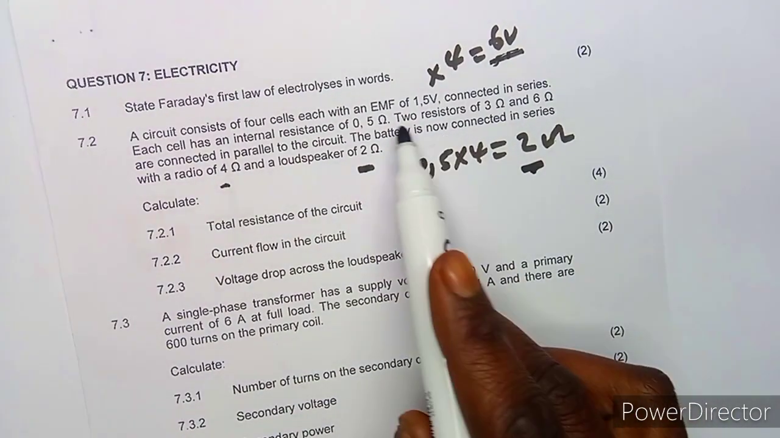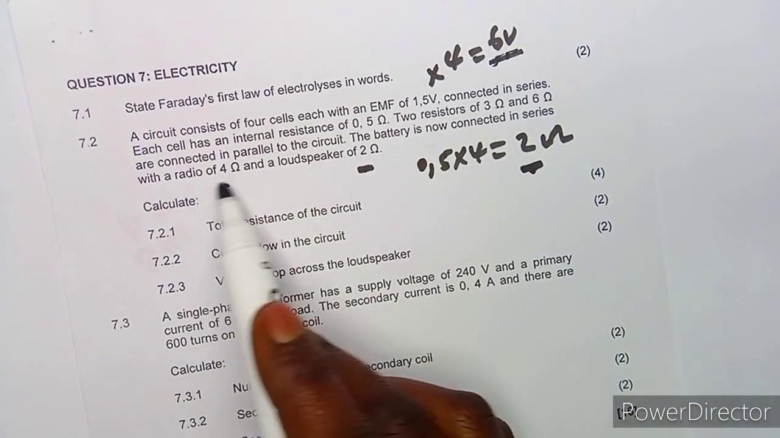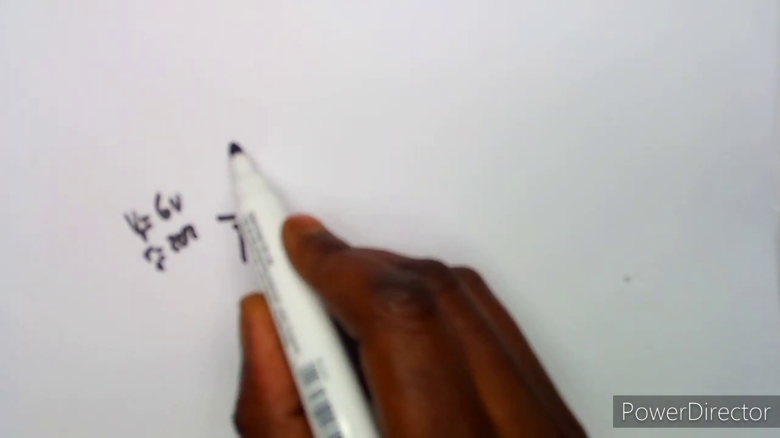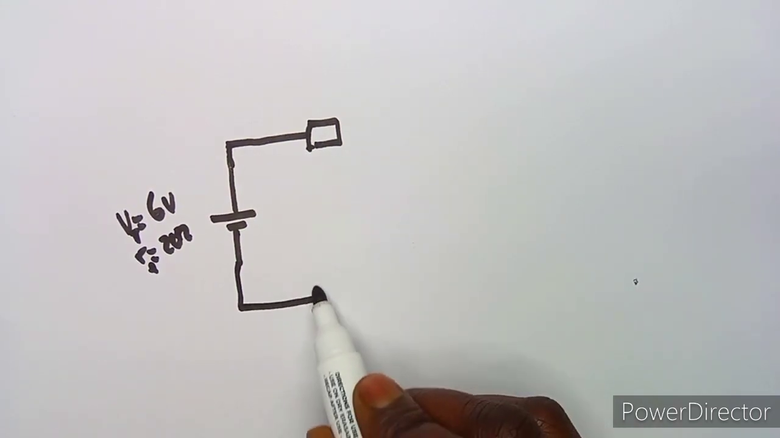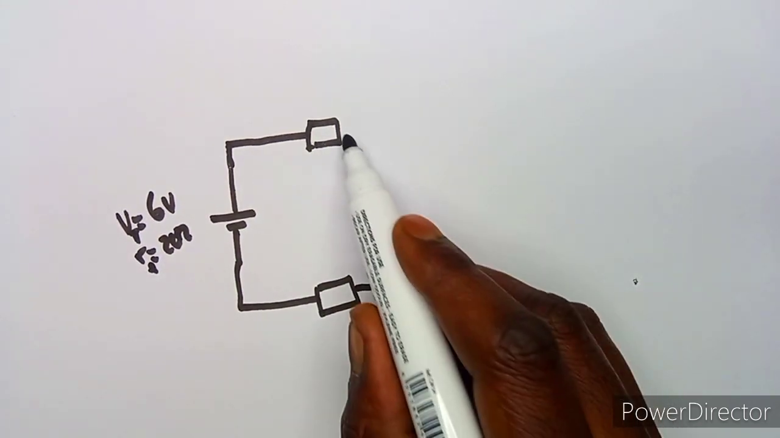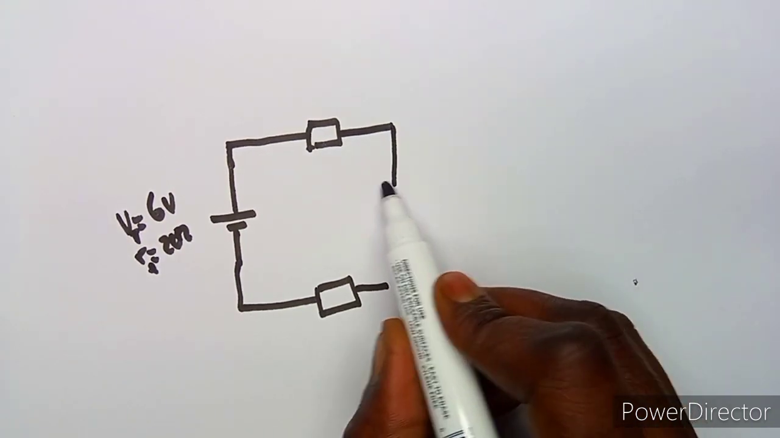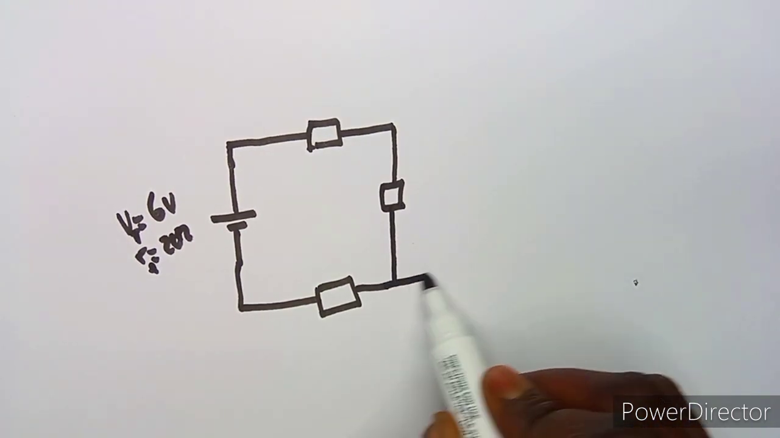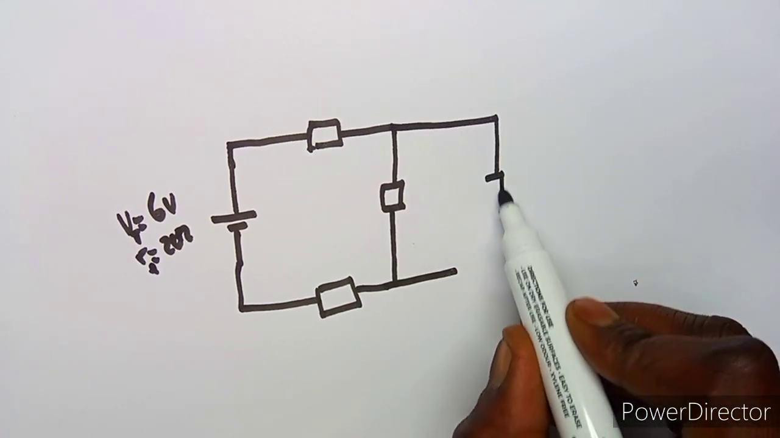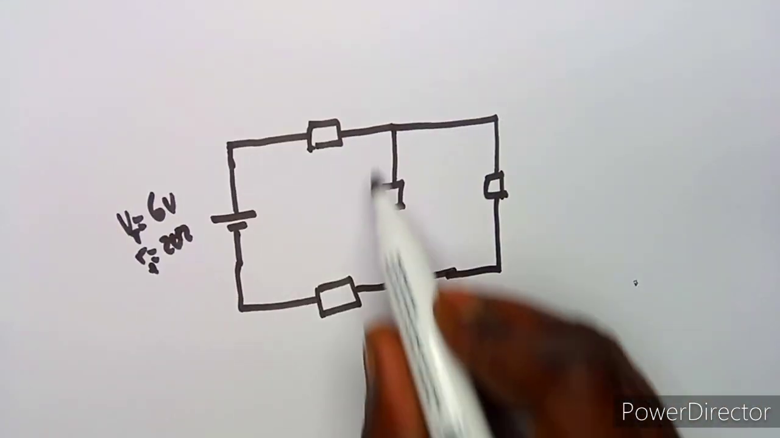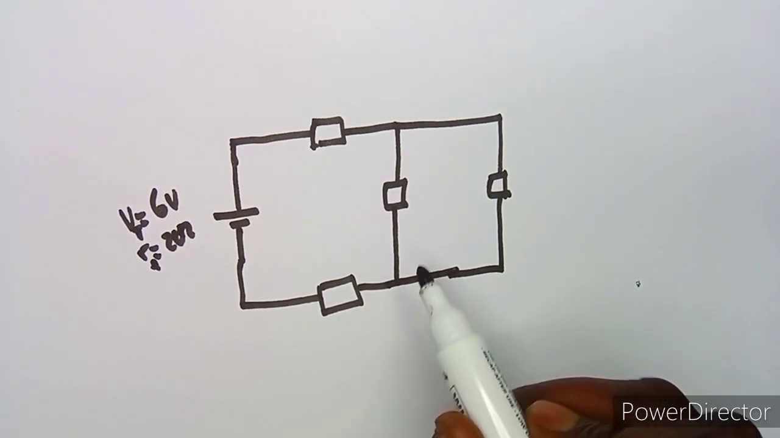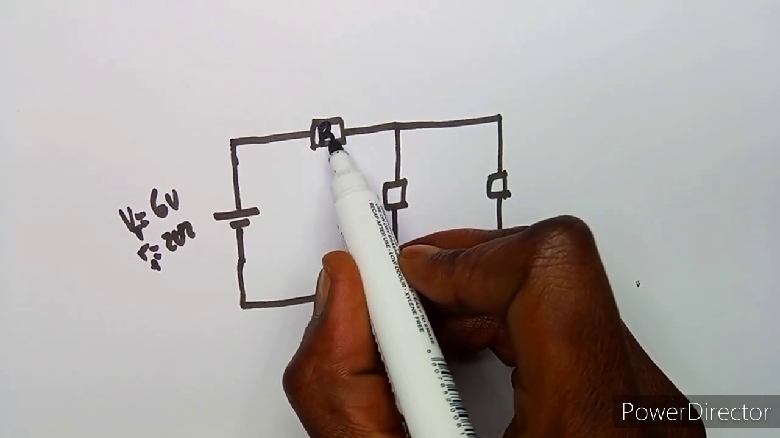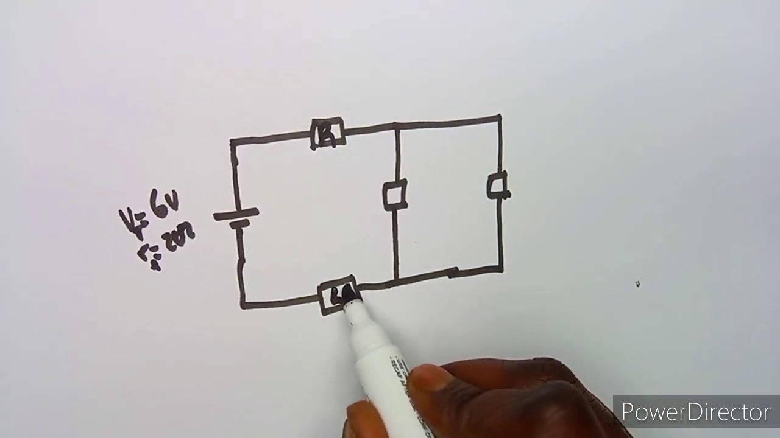Then, since there are resistors which are in parallel, there is also a radio and a loudspeaker. Let's just put our radio here, because these are in series, so you can put it anywhere, as long as they are in series like this, but this connection is connected to a parallel circuit, which is this one. So we are going to have a parallel circuit here. This is our radio, and this is our loudspeaker.